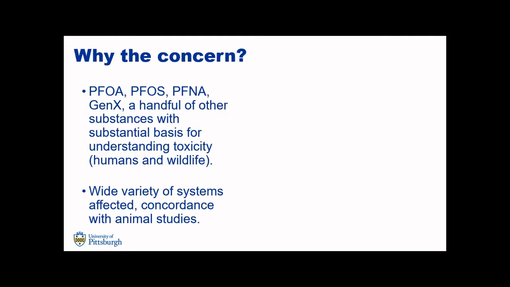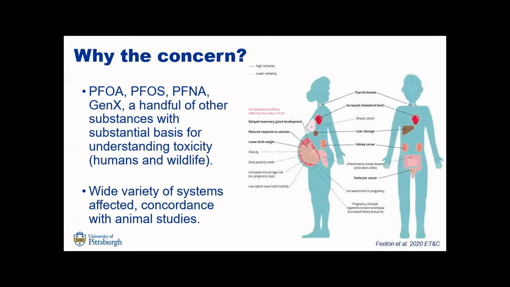So why is there a concern? PFOA, PFOS, PFNA, GenX, a handful of other substances have a substantial basis for understanding their toxicity by this point in both humans and wildlife. While there are a wide variety of systems affected by PFAS, there tends to be some concordance between human and animal studies that gives us confidence on what the toxic impacts of many PFAS are.